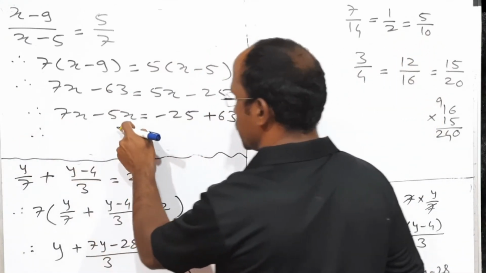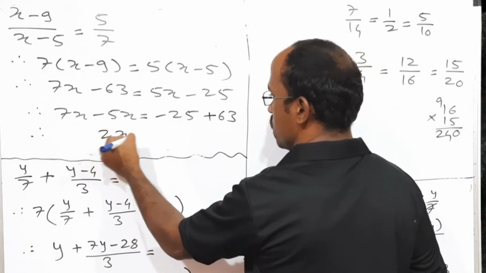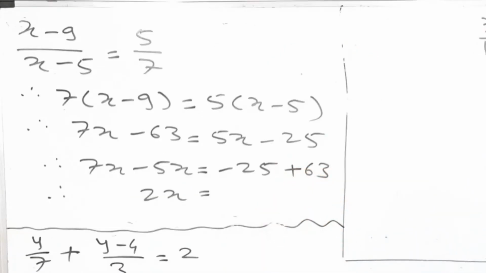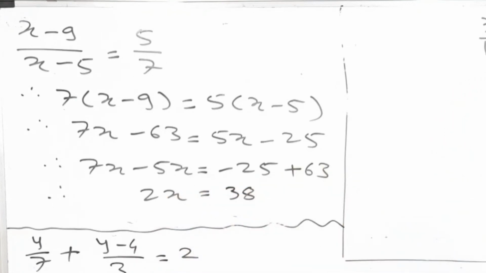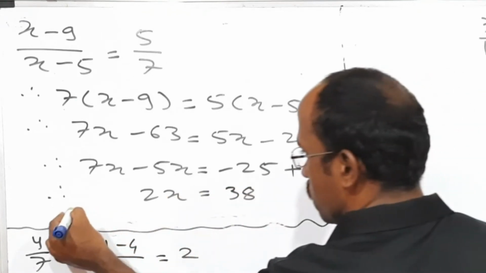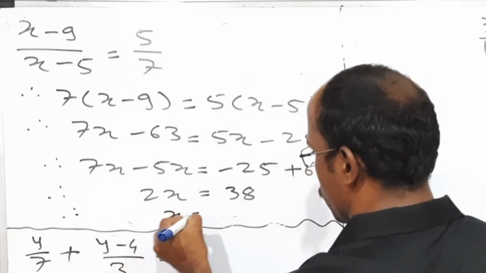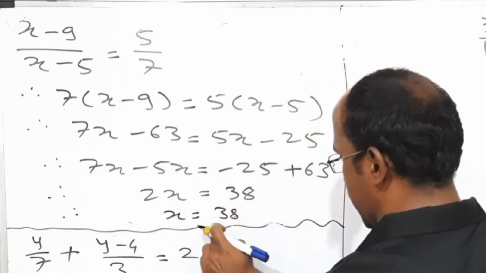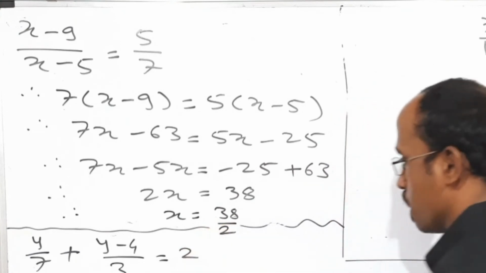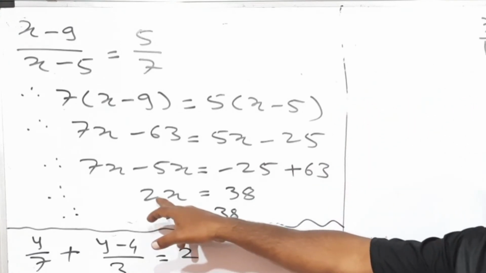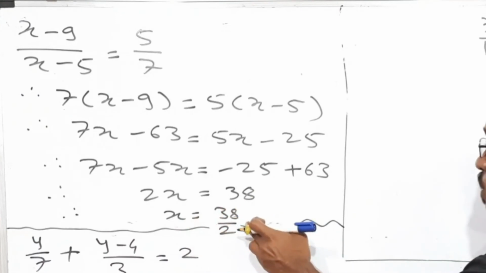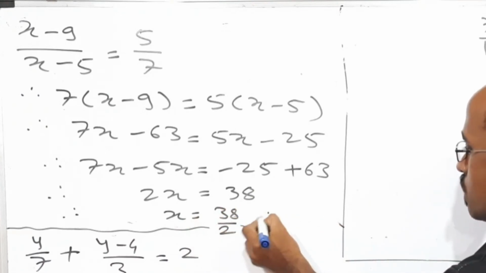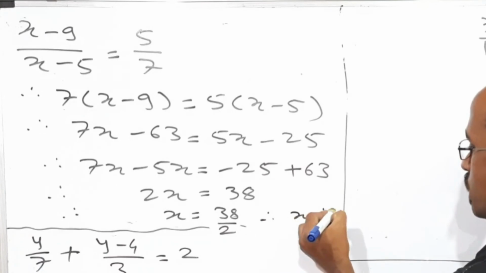Therefore 7x minus 5x is nothing but 2x. 63 minus 25 is equal to 38. So 2x is equal to 38. Therefore x is equal to 38 divided by 2. Here this 2 is multiplying x, after changing side it will divide. x is equal to 38 upon 2, means x is equal to 19.